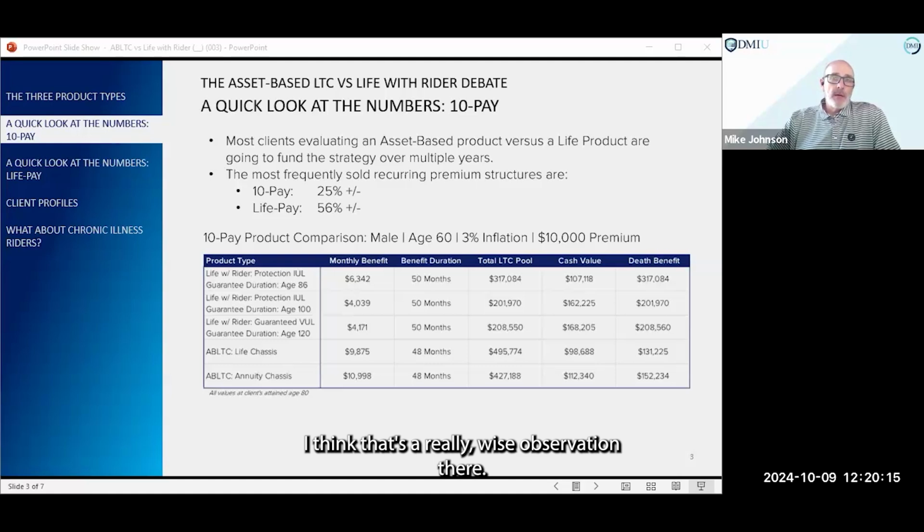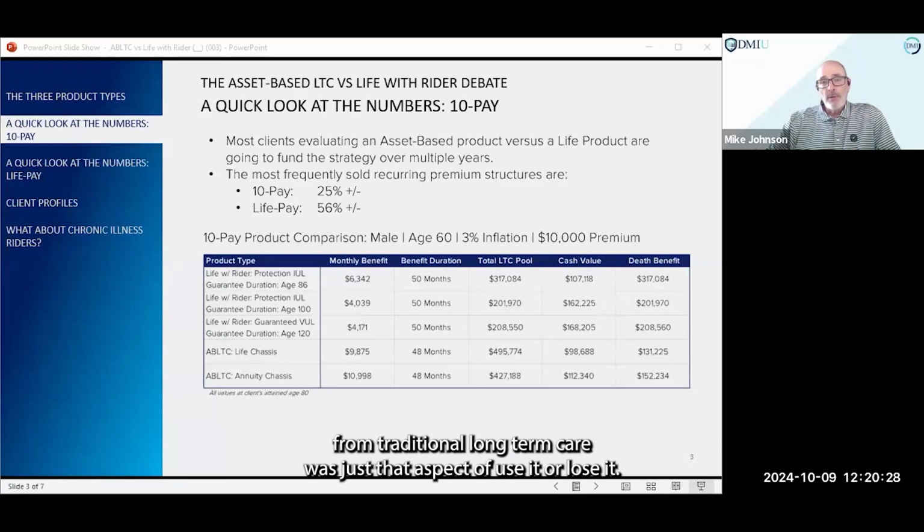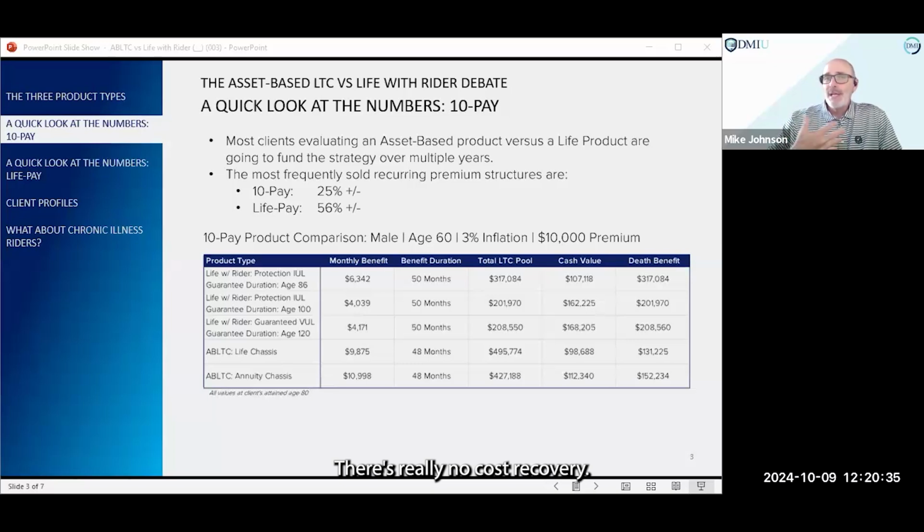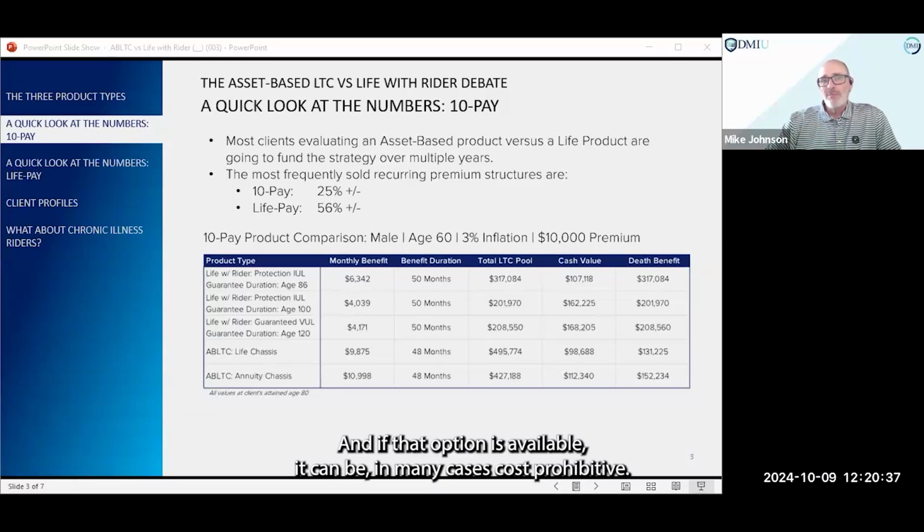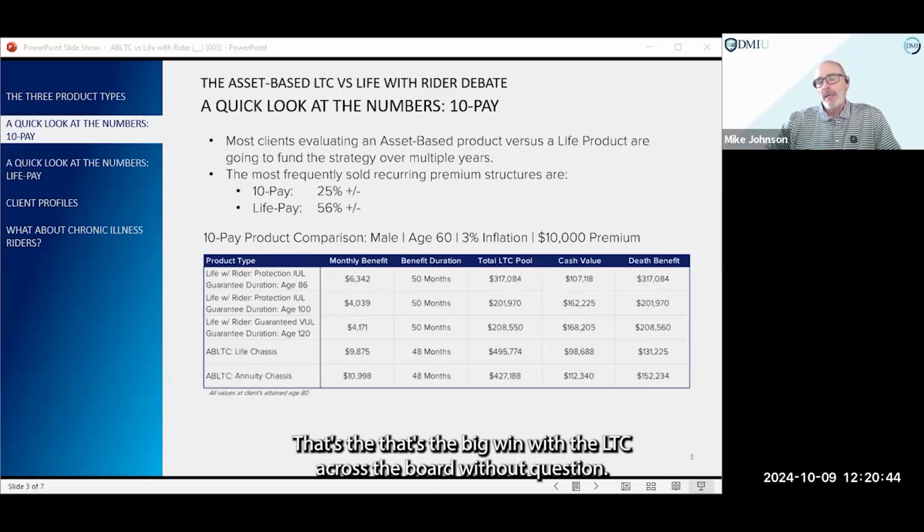I think that's a really wise observation there, Josh. So again, just remember, we have so much flexibility and opportunity, and one of the biggest detractors from traditional long-term care was that aspect of use it or lose it. There's no liquidity. There's really no cost recovery. And if that option is available, it can be, in many cases, cost prohibitive. So I agree with you wholeheartedly, Josh. That's the big win with the ABLTC across the board, without question.